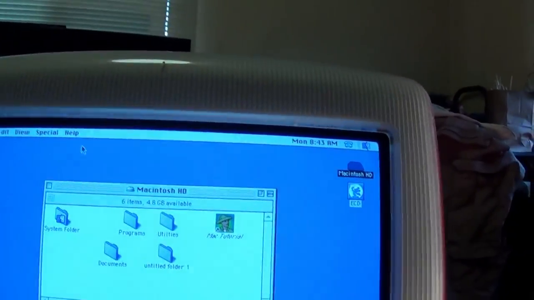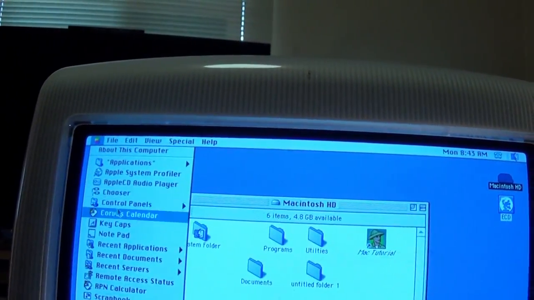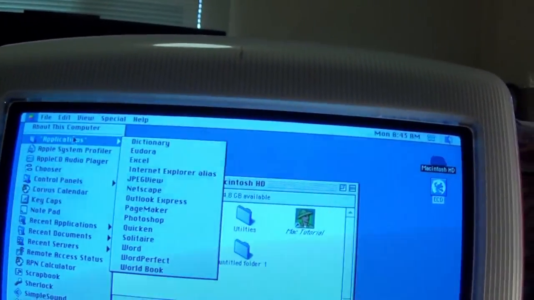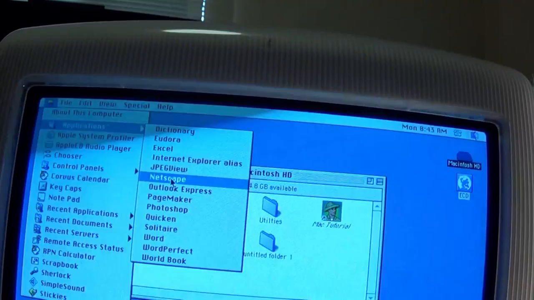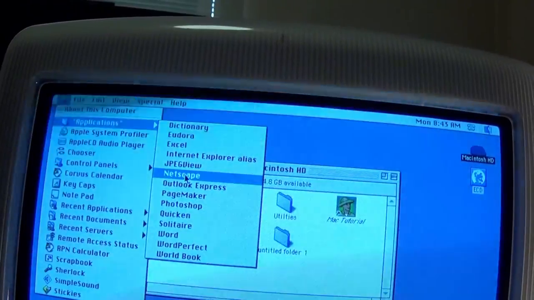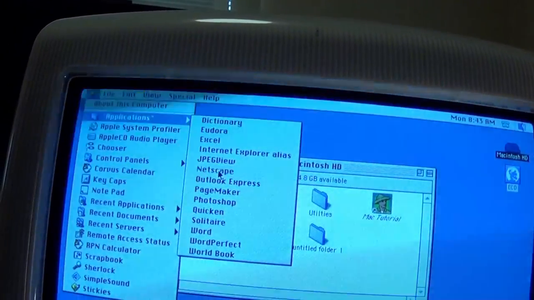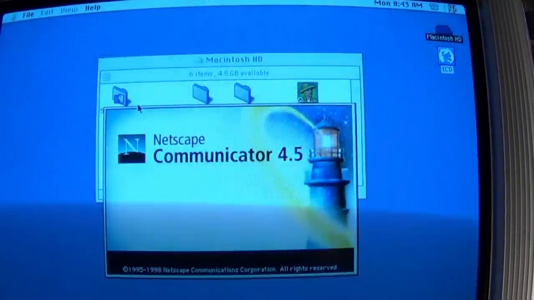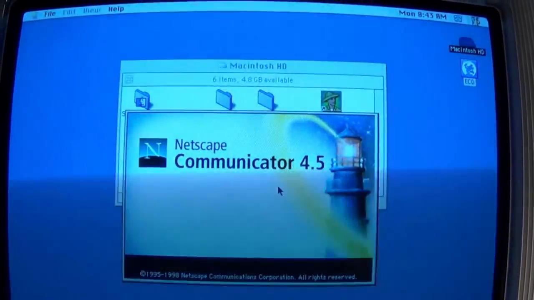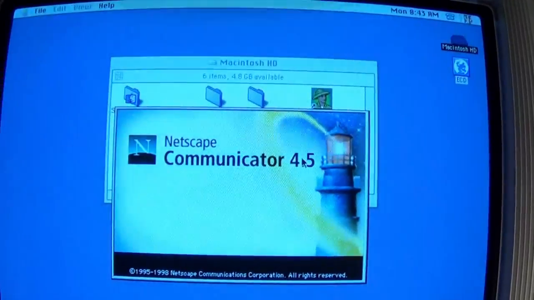Okay. Don't know anything about Mac and its network setup, so I don't know what this is going to do. Don't know if it's just going to read it instantly. Let's go to applications. And let's just try. There's no Safari on here. Maybe it didn't exist back then. Let's try Netscape. Oh, wow. How many of you guys remember this Netscape?